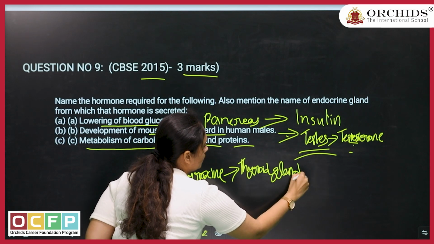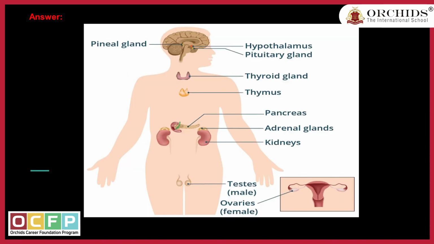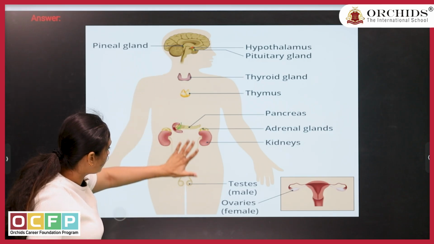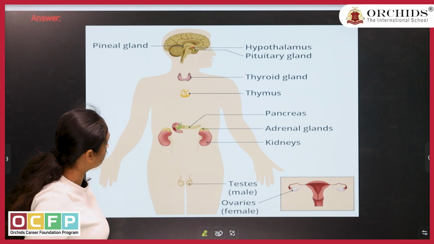Thyroxine hormone, and it is released from the gland known as the thyroid gland. So let's see the answer. Before the answer, you can see a diagram here, and you can see different types of glands mentioned. So for your understanding, let's see.